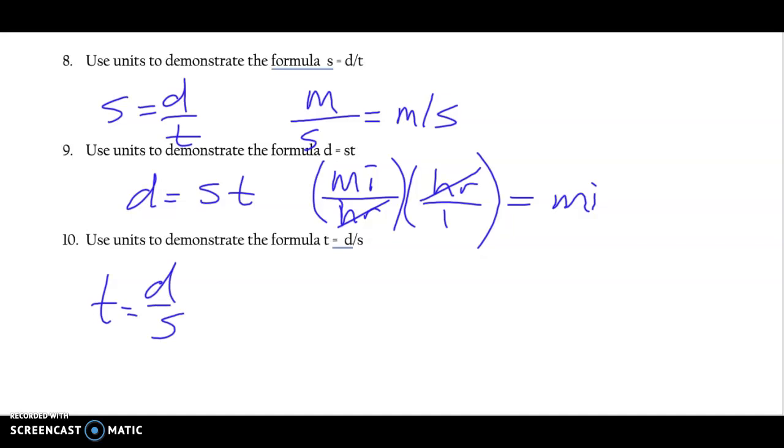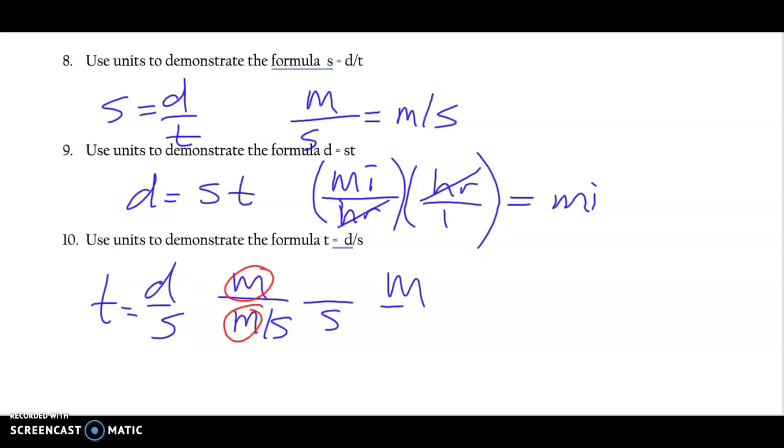Well, if we take something like meters, and then divide it by a meter per second, it kind of looks like meters are going to cancel out, but really that's not what is going to happen, because if they just cancel out like that, you're left with per second, unless you do a little bit of math trickery. So let's do just a little bit of math trickery.